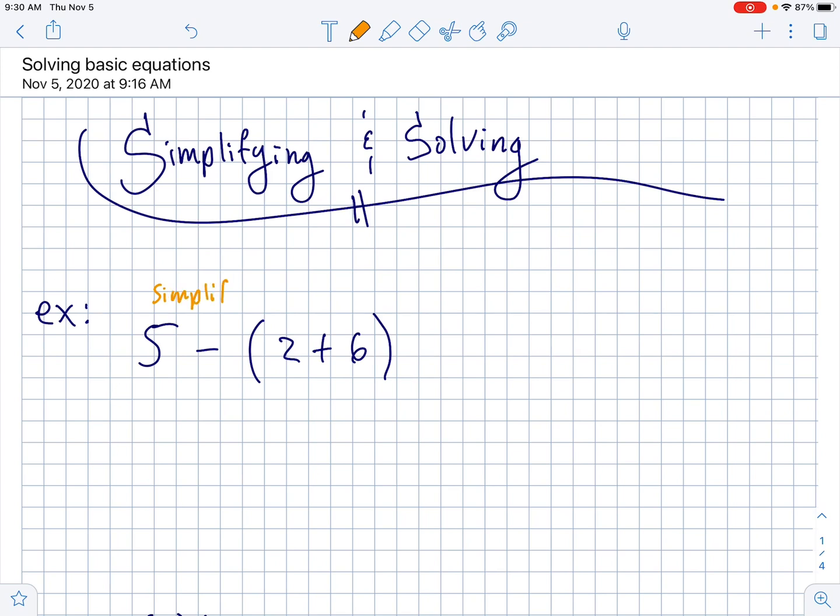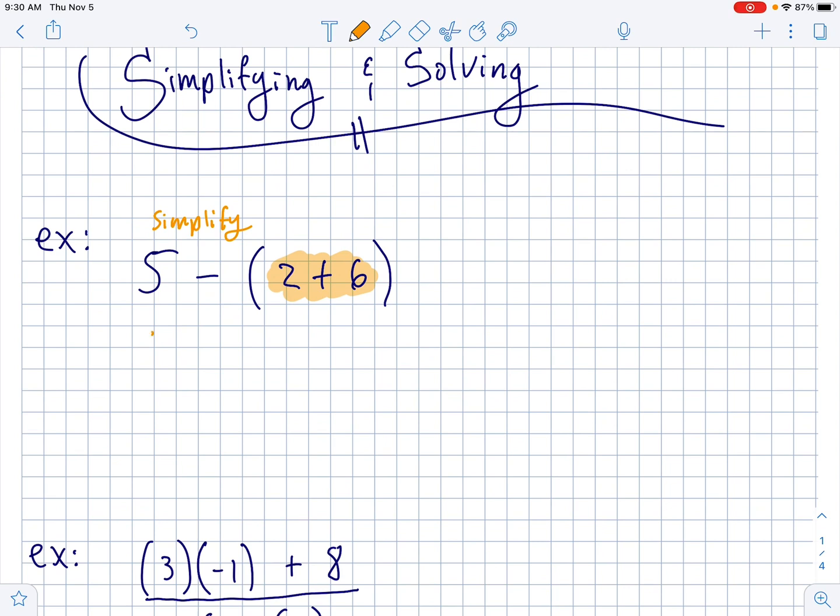We are going to simplify this expression. We can't really get an x equals something for it, because there's no x, there's no equals. Our whole job is just to make things simpler. So the first thing my brain sees is inside this parentheses, there's a 2 plus 6, which is 8. So then if I rewrite this, this becomes 5 minus 8. And if you have 5 take away 8, that is negative 3. So that would be your answer.